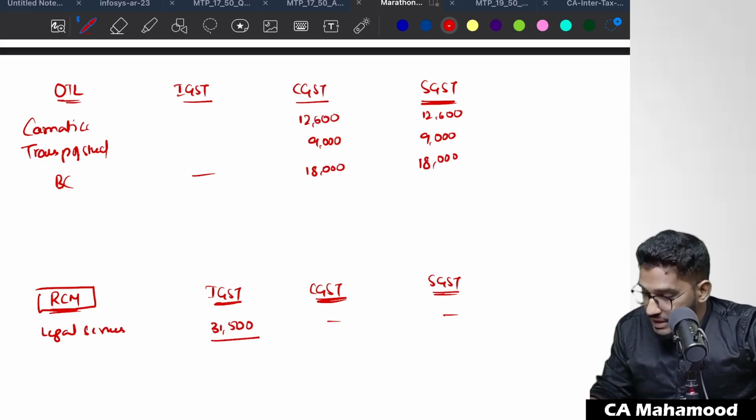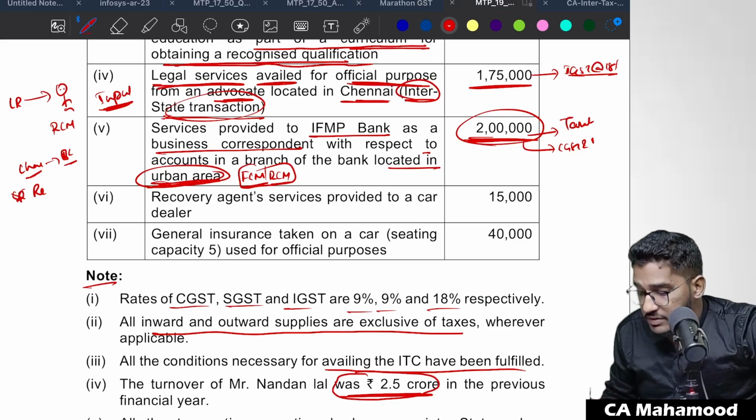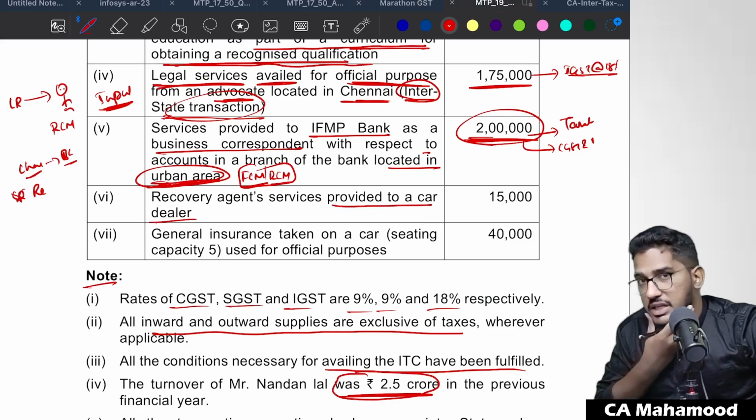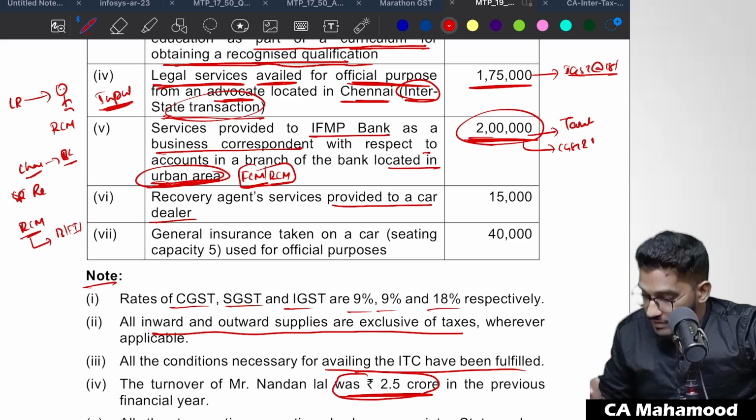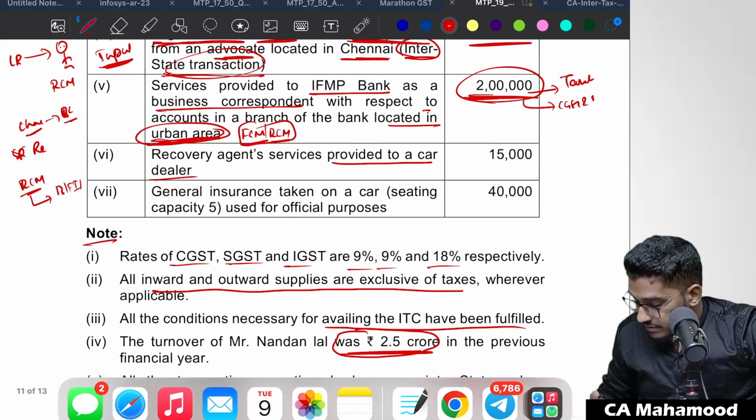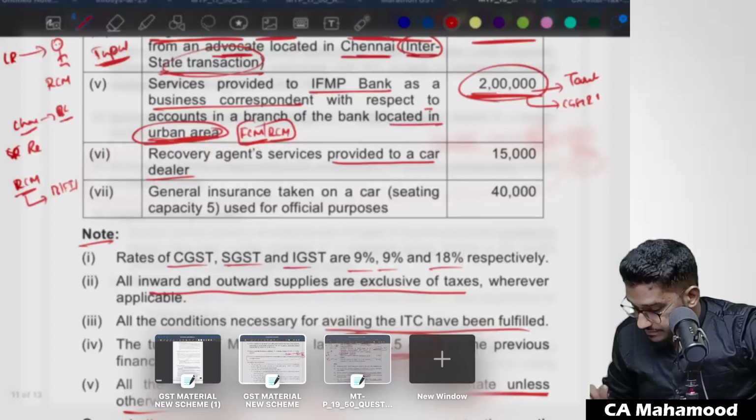Okay, coming to the next item. Recovery agent services provided to a car dealer. See, recovery agent services are taxable, and recovery agent services will get covered under reverse charge mechanism if that recovery agent services are provided to banks or financial institutions or NBFCs. Even let me show you here only. So anyhow, we have opened the material. Let me show you here itself.